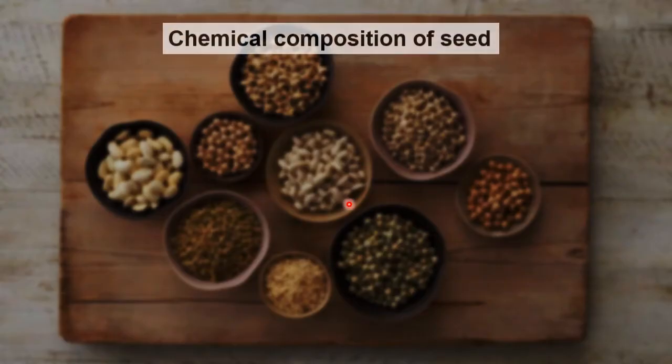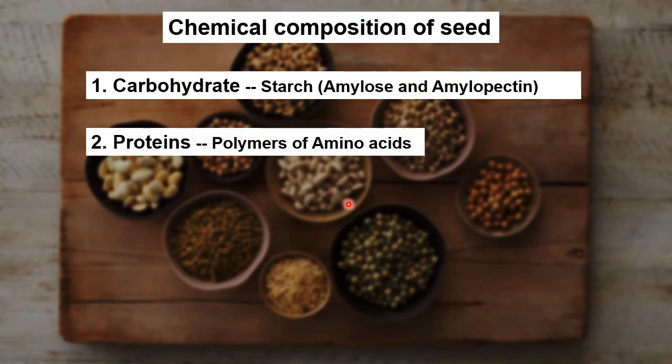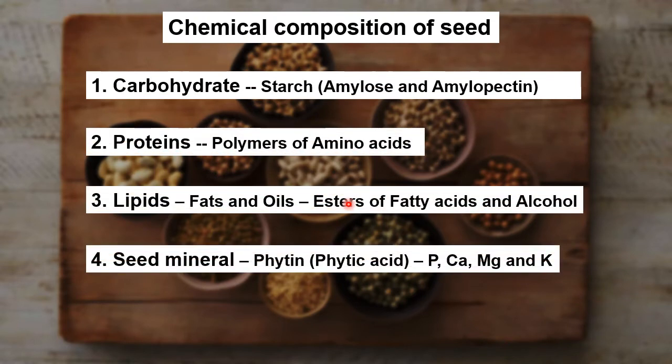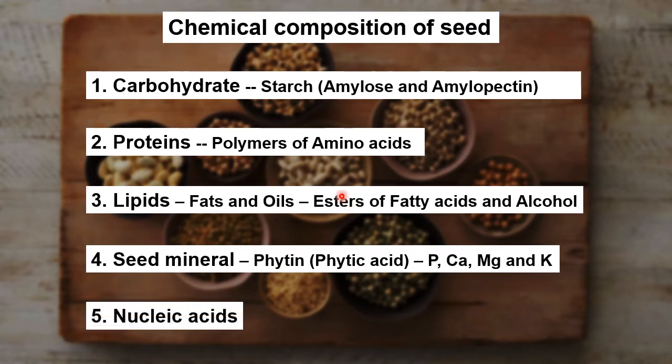Next, the chemical composition of seeds. So it consists of carbohydrate, proteins, lipids, seed mineral and nucleic acids. Coming to the carbohydrate, it is in the form of starch, which contains both amylose and amylopectin. Next, the proteins, which are the polymers of amino acids. Next, the lipids in the form of fat and oils or the esters of fatty acids and alcohol. Next, the seed mineral. So seed mineral called phytin or phytic acid, which is the source of phosphorus, calcium, magnesium and potassium. And at last, the nucleic acids. So these are the chemical composition of seed.